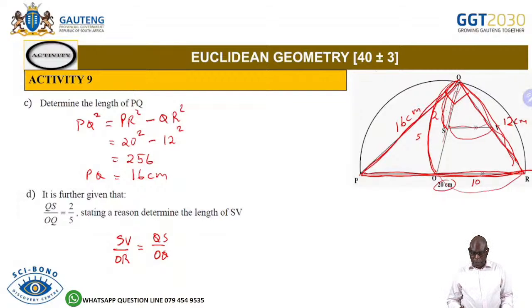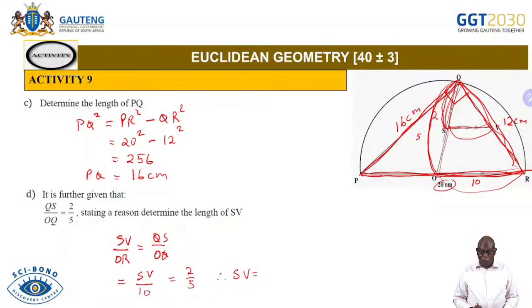Okay, so those triangles here, the reason that I'm going to put is this triangle here is similar to the bigger triangle. And if they're similar, then I can use the proportion for similarity. So in this case, what is my SV? I don't know. What is my OR? It's 10. And this is 2 over 5. Therefore, SV, if I cross multiply and divide by 5, my SV will be 4 centimeters.